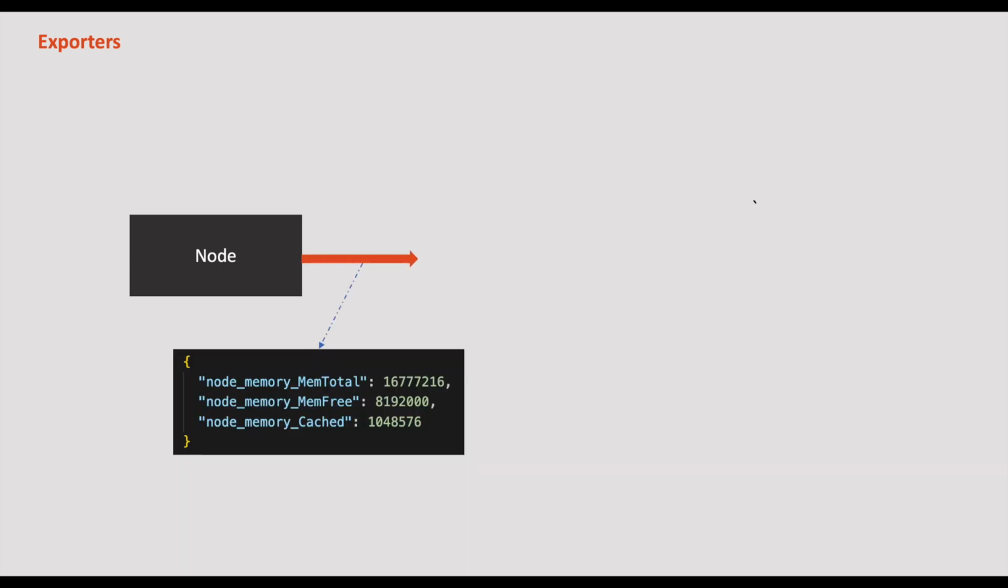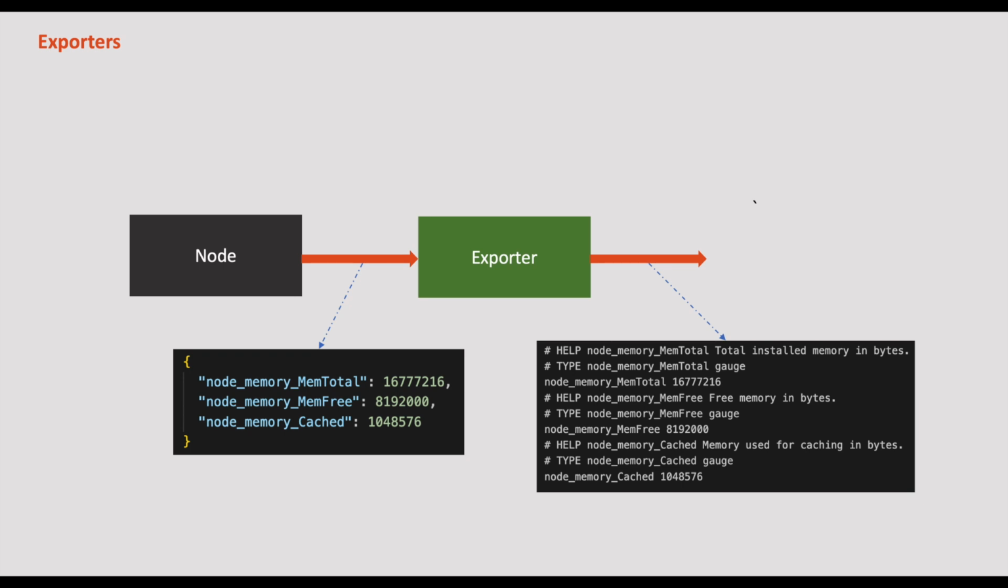Let's say we have a node and it has specific metrics such as CPU usage, memory usage, etc. However, we can't give these metrics directly to Prometheus as Prometheus expects the metrics in a specific format. So, before sending these metrics to Prometheus, we should write a program to convert the node metrics to Prometheus understandable metrics. This program is called an exporter. More specifically, a node exporter as we are exposing the node metrics. Now, Prometheus can scrape the exporter metrics instead of scraping the node directly.